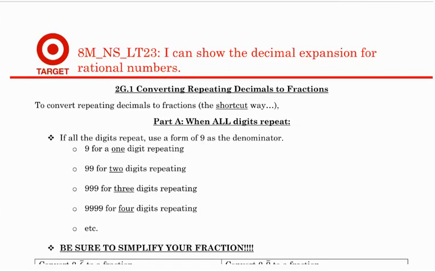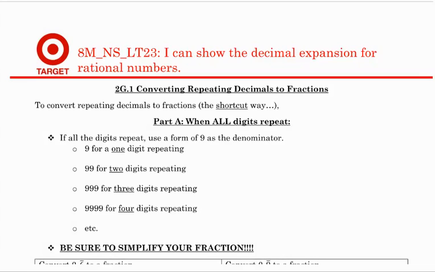Today we're going to be looking at Learning Target 23. I can show decimal expansion for rational numbers. We know that rational numbers are numbers that can be written in fraction form. However, when they are in decimal, we can recognize them as either decimals that terminate, as we looked at in our previous lesson, or decimals that repeat. And so today we're going to look at how do we convert repeating decimals to fractions.